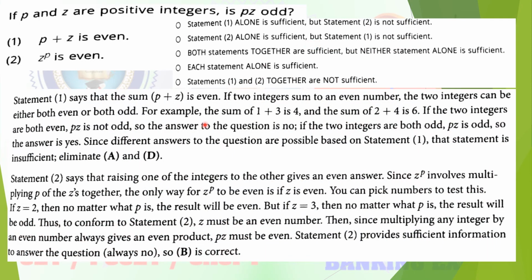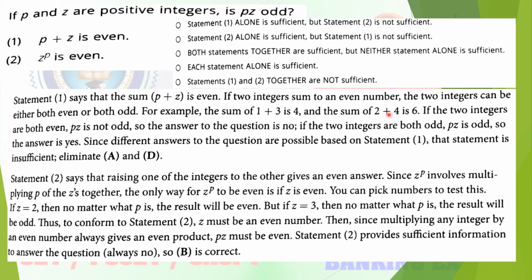From the first statement, what is given? p plus z is even. So I will take p as 2 and z as 4, or else you can take p equal to 1 and z equal to 3. The sum is 4, which is an even number, so it satisfies the condition. With p as 2 and z as 4, you get 6, which is also even, so this also satisfies the condition.